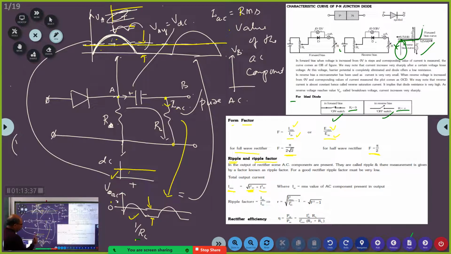So this is the DC component and this is the AC component. The RMS value of the AC component, I am writing as IAC. Got it? Yes. Good.